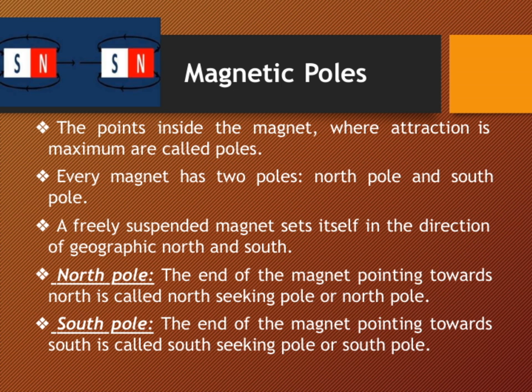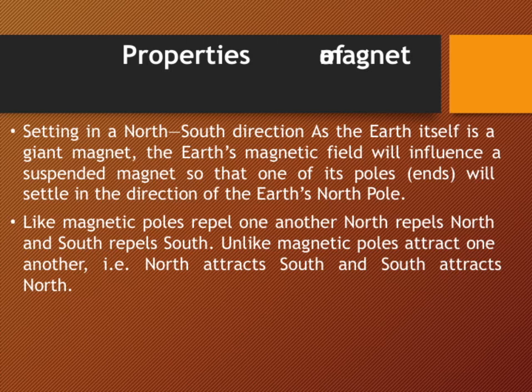Understanding the concept of poles helps us grasp how magnets attract and repel each other, which is fundamental to the overall study of magnetism. As we look at the setting in a north-south direction, it's important to understand that the Earth itself functions like a giant magnet. This means that the Earth's magnetic field will influence a suspended magnet, causing one of its poles to settle in the direction of the Earth's north pole. Essentially, if you hang a magnet freely, you'll see it align itself with the Earth's magnetic field, pointing toward the north.